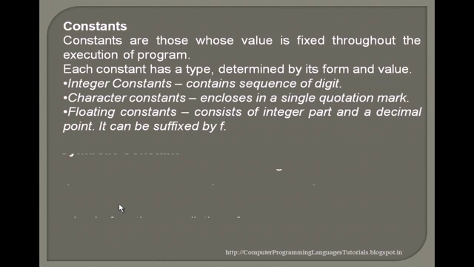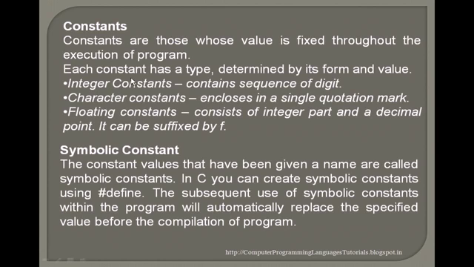Here are some concepts: constant, integer constant, character constant, floating constant. Integer constant means what? A sequence of digits. Character constant must be enclosed in single quotation marks, and if you have a set of characters, then double quotation marks, or double quote. Floating constant is suffixed by f, 2.5f. Symbolic constant, you can also have symbolic constants, that is hash. If you want to include, then hash include. If you want to define a global variable, then hash define. You can use symbolic constants also.